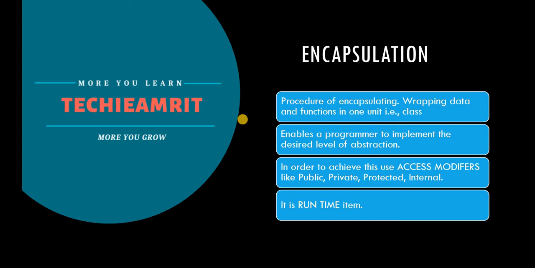In order to achieve this process of encapsulation, we have access modifiers in our object oriented programming languages, in C sharp, like public, private, protected, internal. I'm not going deep into these access modifiers. I will create a separate video for it, but I will give you a small overview when we go to our practical portion.